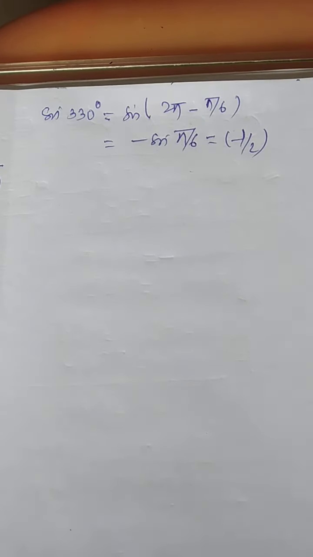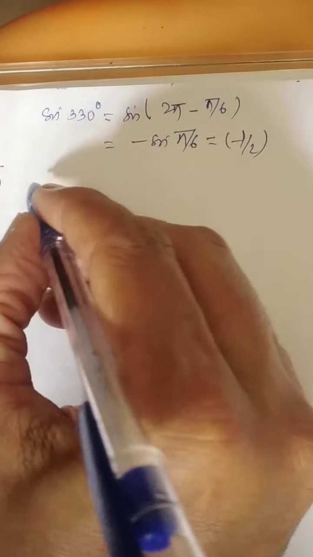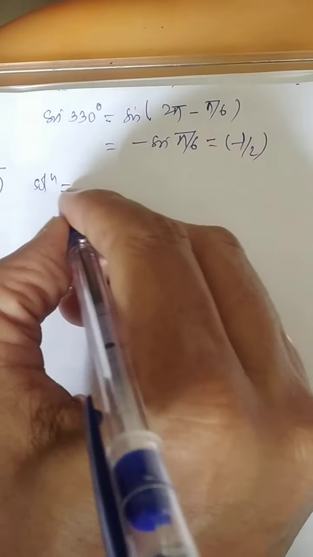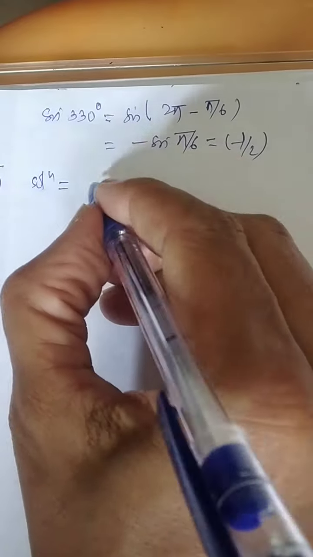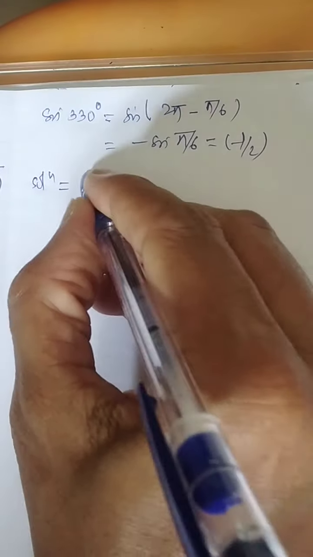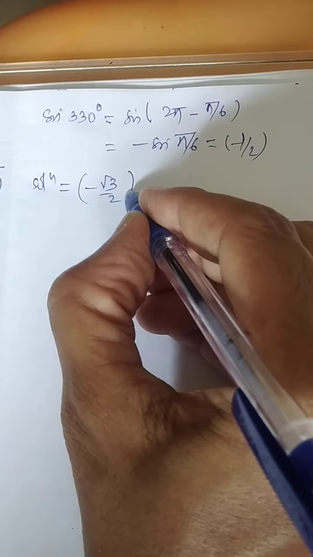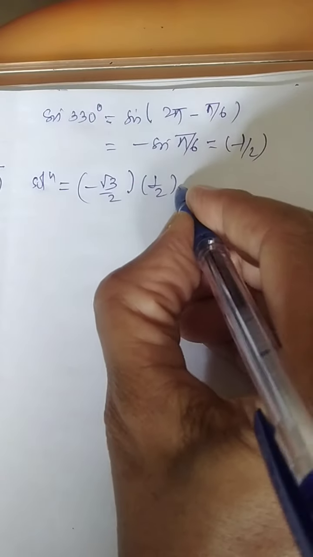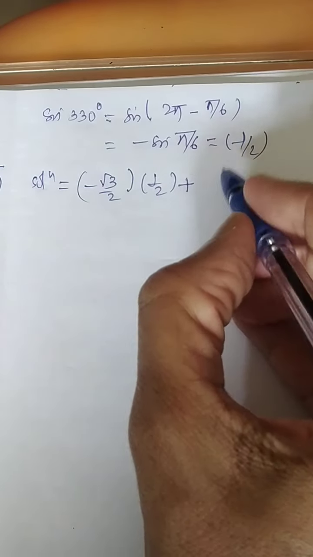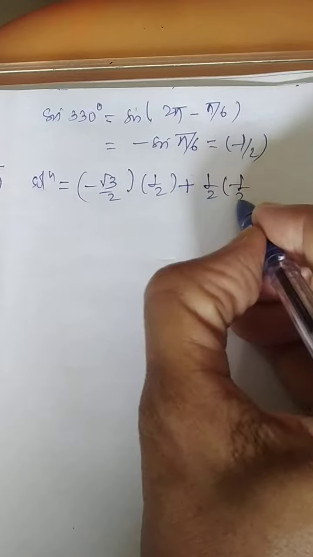Now replace those values in the given problem. So the solution will be: for minus 420, the answer you are getting is minus root 3 by 2. Then the second value, cos of 390, check in your notebook, it is half. Then it will be plus sign as it is, over there half, and finally minus half.